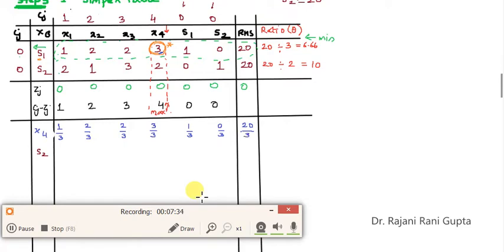Now here it's up to you. Either you convert it into decimal numbers or keep it the same. For me, I am keeping it the same. Just 3 divided by 3 is 1 and 0 divided by 3 is 0. Now we will do the calculation for s2.